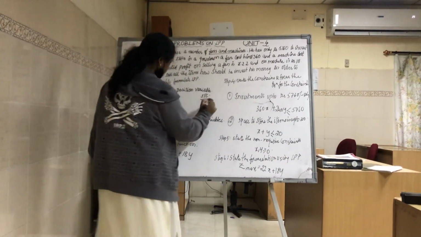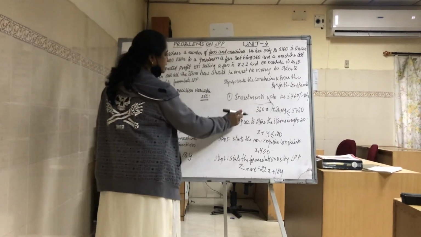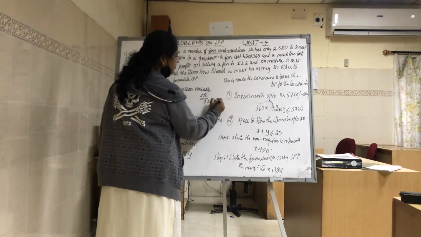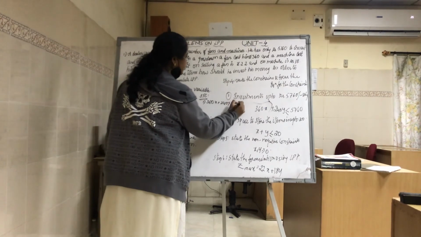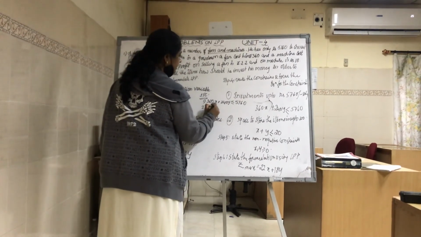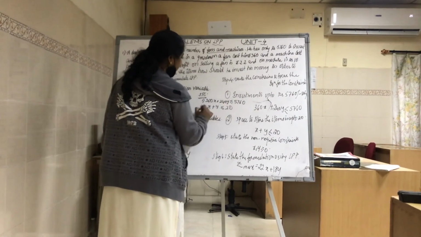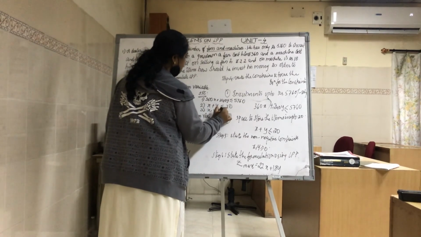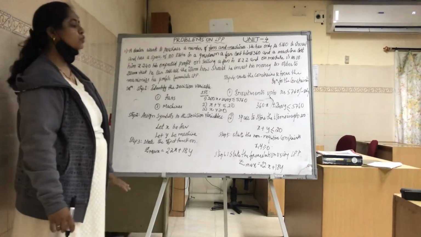STC, subject to constraints. So the constraints given in these steps are: first one is 360x plus 240y should be less than or equal to 5760. Second constraint is x plus y should be less than or equal to 20. And the third constraint is x, y should be greater than or equal to 0. So this is a method to solve your LPP.